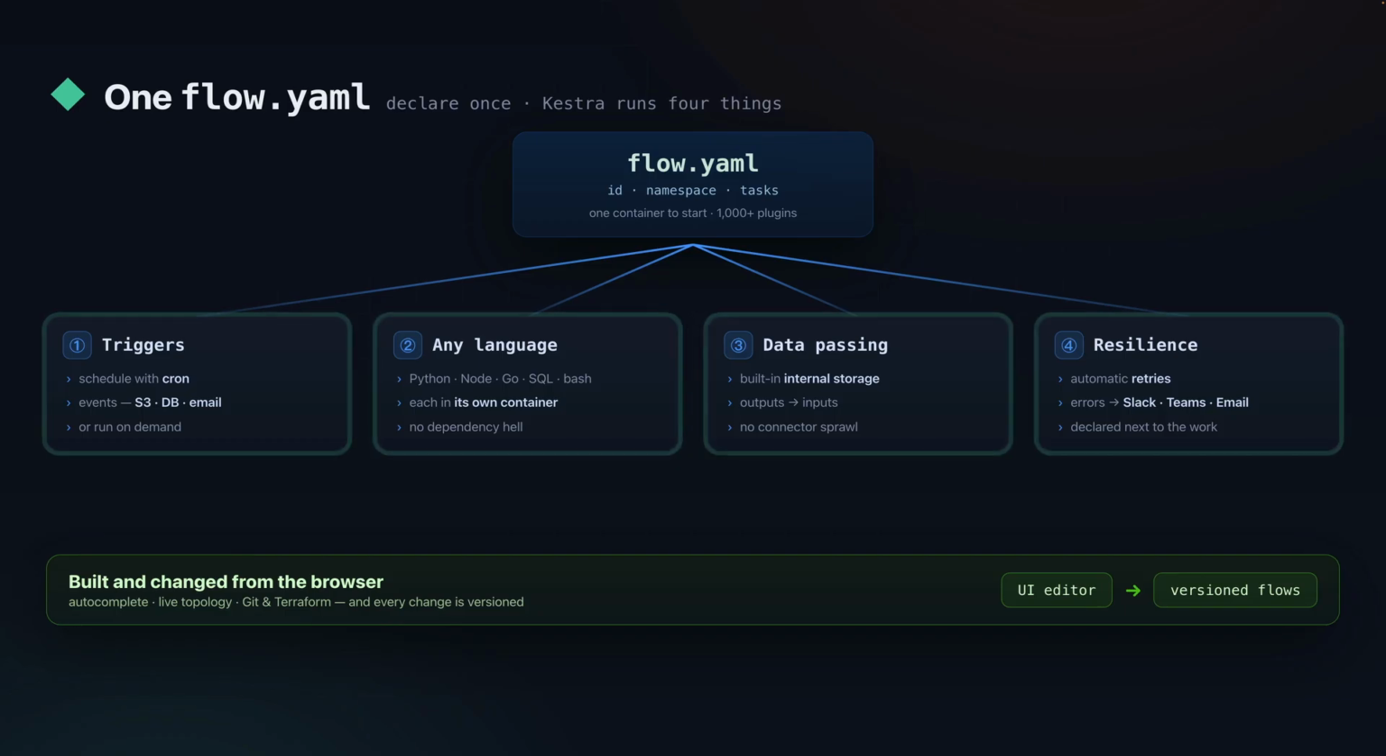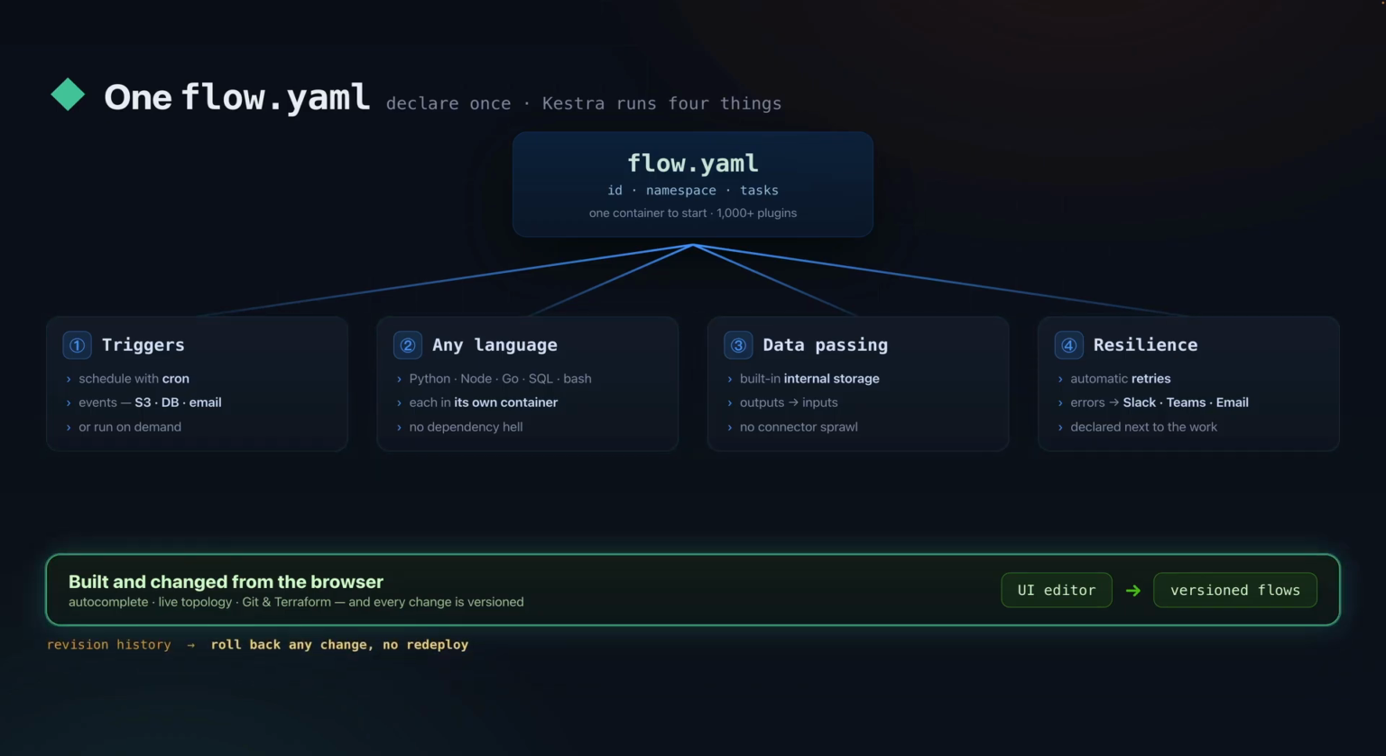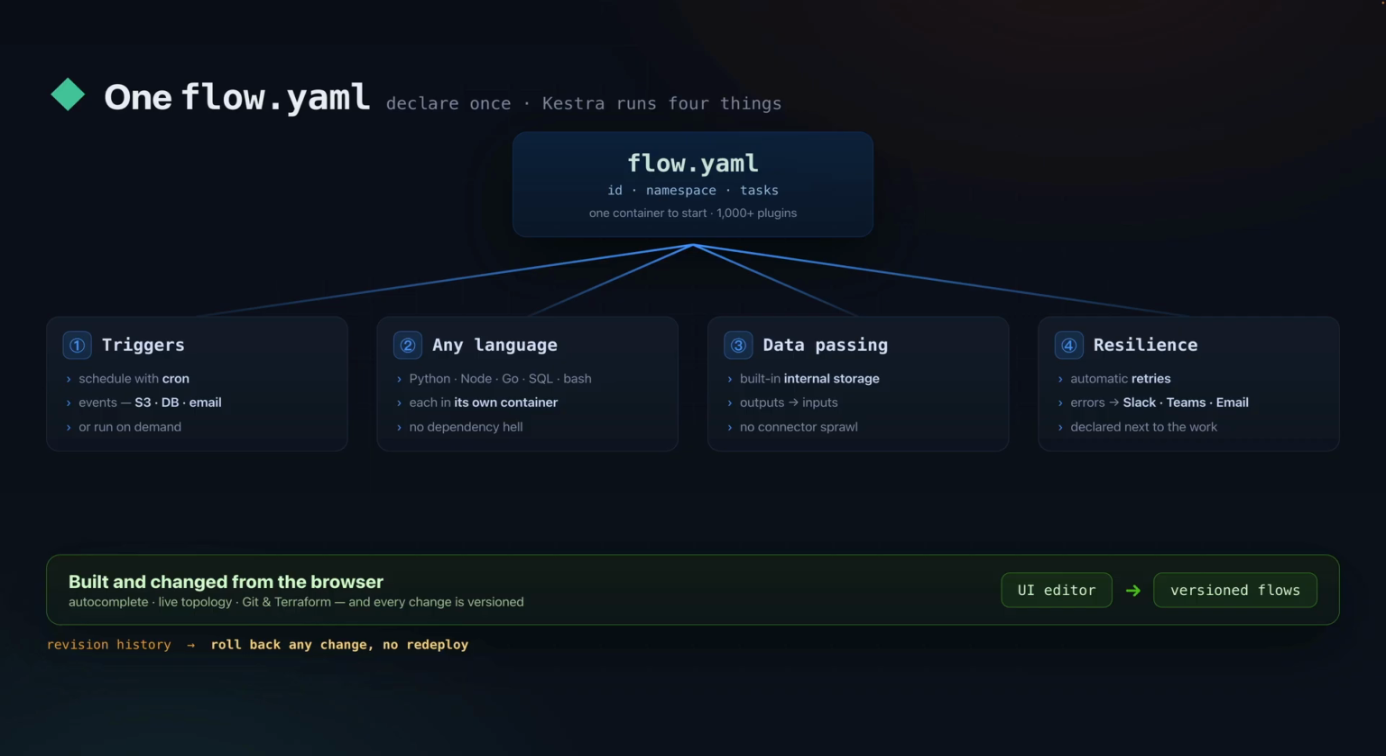The important part, this is a config on top of your existing code, not a framework you rewrite your code into. You build and change flows in the embedded editor, and every change gets versioned. One container to start, and over 1,000 plugins out of the box. Let me show you how it works.